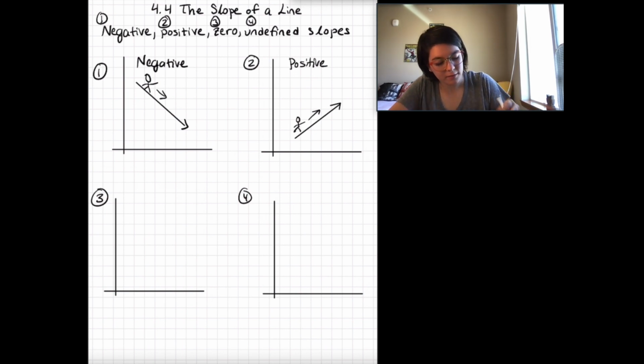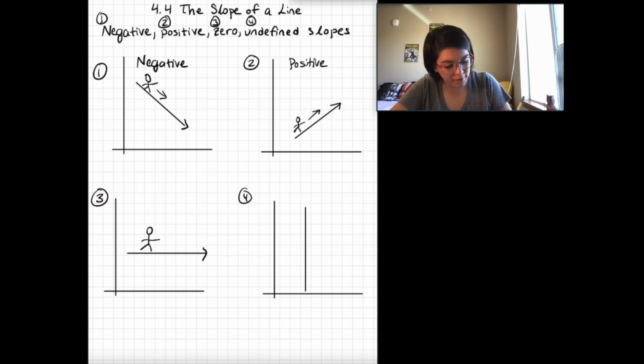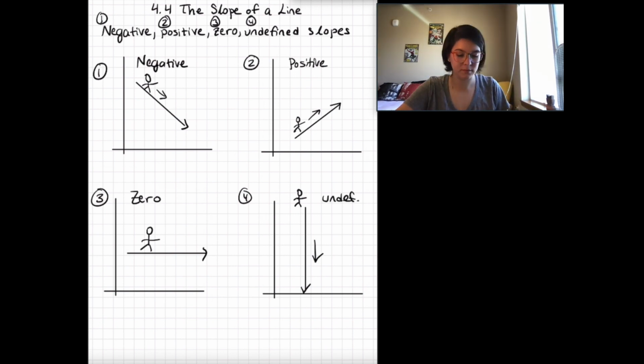A zero line would be if you were walking on a flat surface. And finally, an undefined line would be if you're standing on a cliff, if you will, and you're looking down and you can't see the bottom because it's undefined. So those are the four possibilities. So we have negative, you're walking downward. Positive, you're walking up. Zero, you're on a flat surface. And undefined, standing on a cliff.